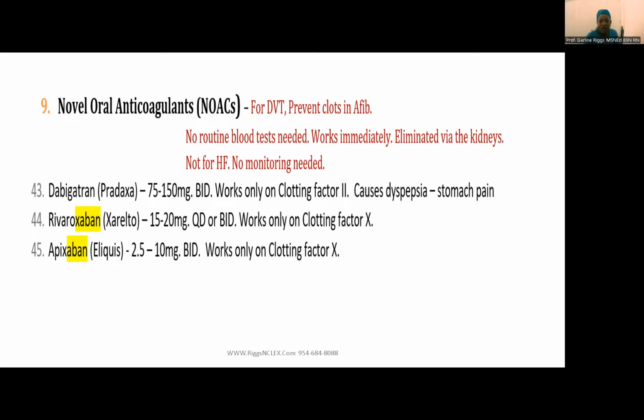And that's the reason why they're low maintenance like that. They're only working on one clotting factor, either 2 or 10. That's why they won't thin your blood like that, and they don't interact with vitamin K. So keep those things in mind. Okay.